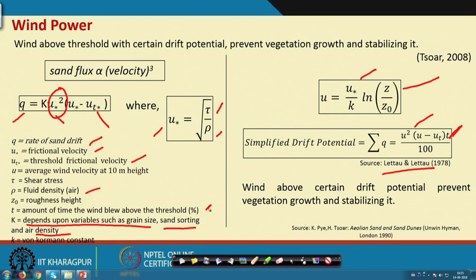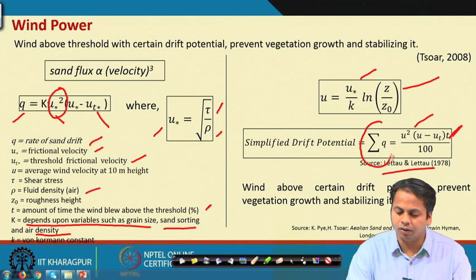As we said, wind above this drift potential can prevent vegetation growth and stabilizing it. So, this equation gives us the simple drift potential. It is the sum of all drift potential in all directions. This we will need in the subsequent slide, so we will move to the next slide.